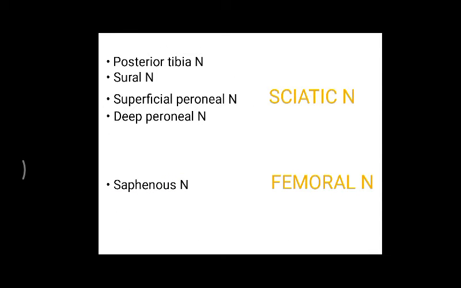So, the main nerves from which all these 5 nerves originate are the sciatic and the femoral. Four of the 5 nerves are from the sciatic, while only one, the saphenous nerve, is from the femoral nerve. The sciatic branches are posterior tibial, sural, superficial peroneal, and deep peroneal.